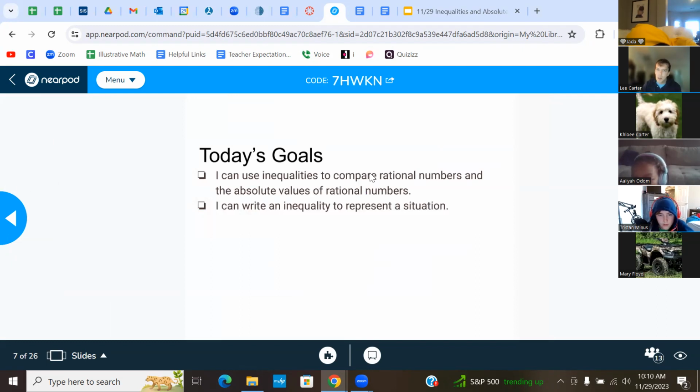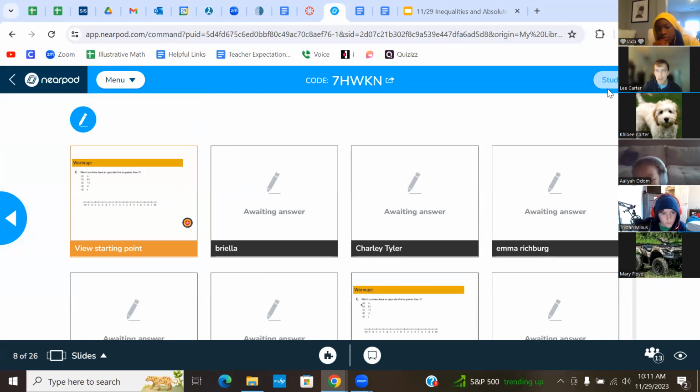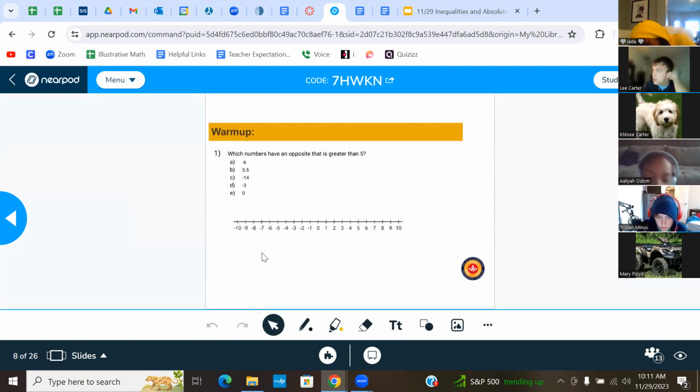All right, so today's goals are using inequalities to compare rational numbers and the absolute values of rational numbers, and write inequalities to represent situations. Okay, so first one here, I think this is one you need to write on. Yep. So which numbers have an opposite that is greater than 5? I put a number line on there just to help you out. All right, so go ahead and answer this one. So which ones have an opposite that is greater than 5?